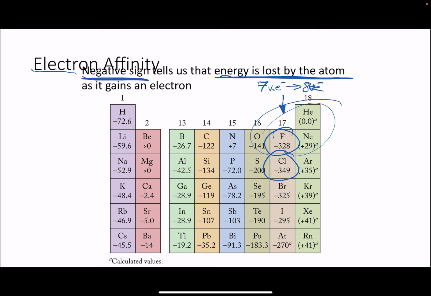So the ability to add an electron to fluorine to make fluoride releases 328 kilojoules per mole. That is 328 kilojoules for 1 mole of fluorine atoms that become fluoride ions. 349 for chlorine to chloride, and similarly a very large number for bromine to bromide, etc.